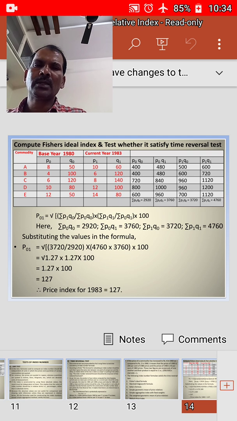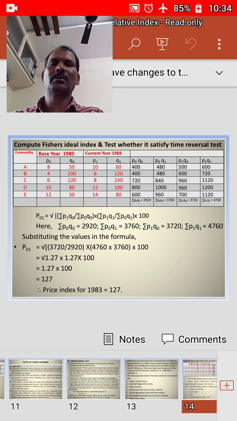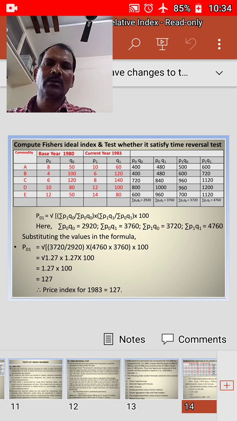These are given. Based on these, we need to find out P0, Q0. That means base year prices multiplied with base year quantities. 8 into 50, 400. 4 into 100, 400. 6 into 120, 720. 10 into 80, 800. 12 into 50, you will get 600.